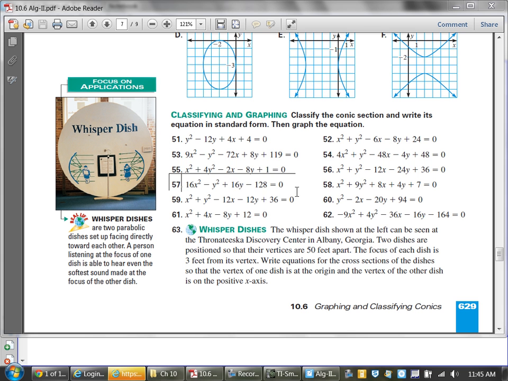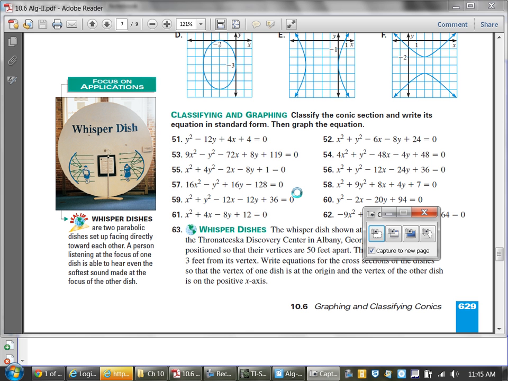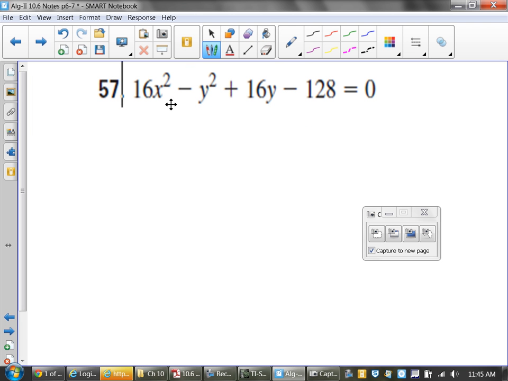Again, does it make sense what I'm asking you to do by listing out your ordered pairs and all that kind of fun stuff? All right, group them together. 16x squared minus y squared plus 16y is 128.